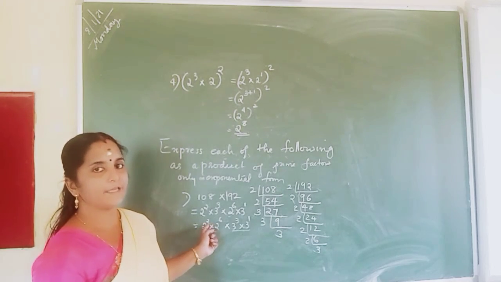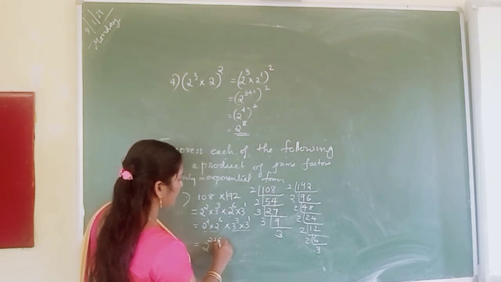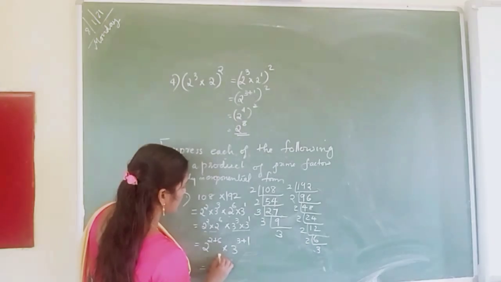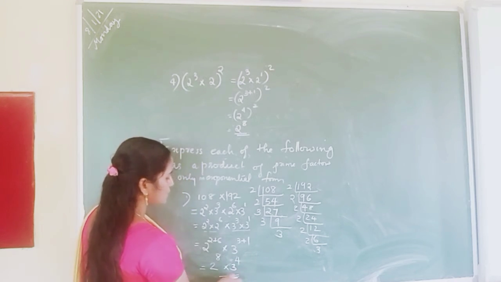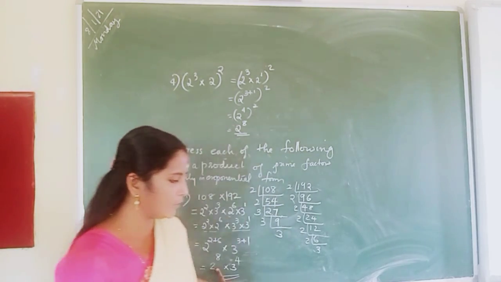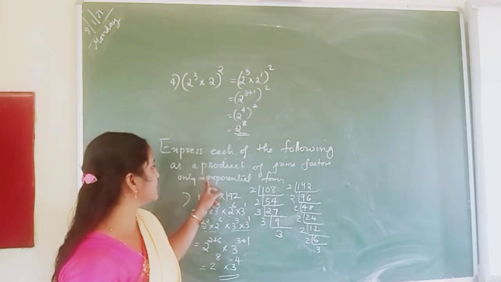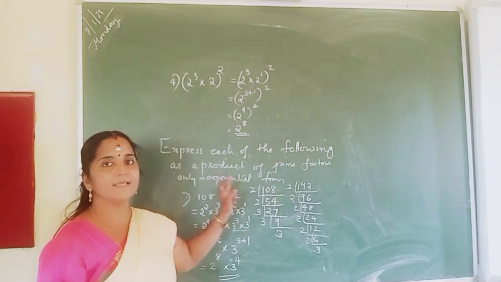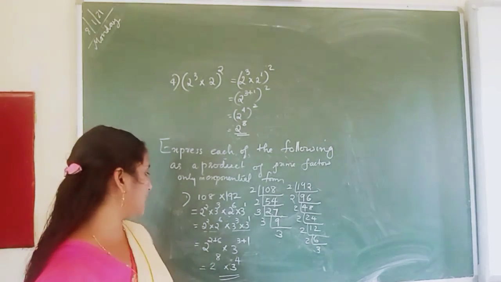Then we apply the law a raised to m into a raised to n, which is a raised to m plus n. So it is 2 raised to 2 plus 6, which is 8, and 3 raised to 3 plus 1, which is 3 raised to 4. So the final answer is 2 raised to 8 into 3 raised to 4. We want to write the final answer as a product of prime factors only in exponential form, where we know 2 and 3 are prime numbers.